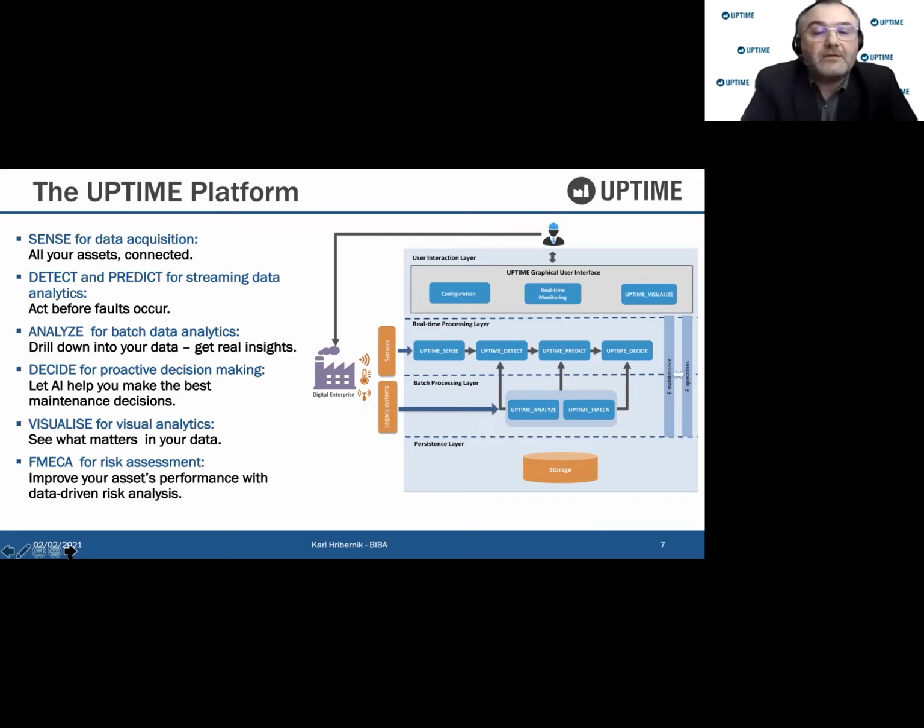We have Visualize for going into explorative visual analytics, enabling you to see what actually matters in your data, and supported by FMaker for risk assessment, which helps you improve your assets performance with data-driven risk analysis, which is a little bit different from static risk analysis, which is normally done.